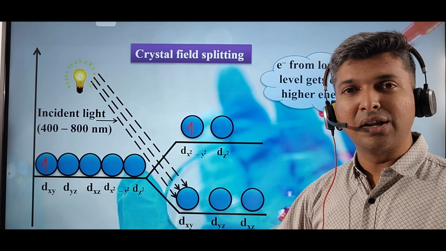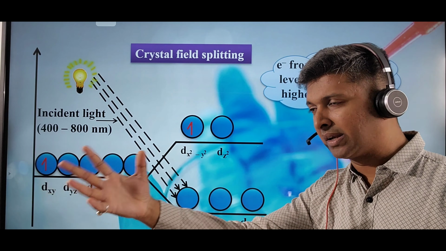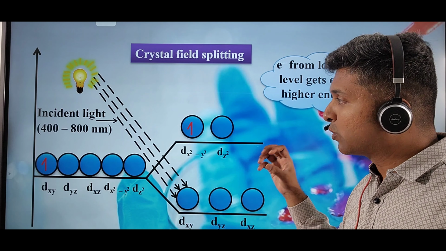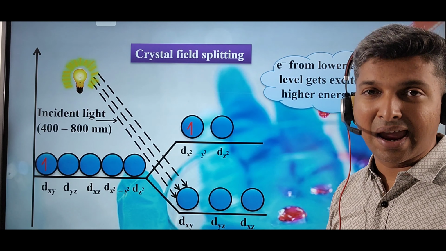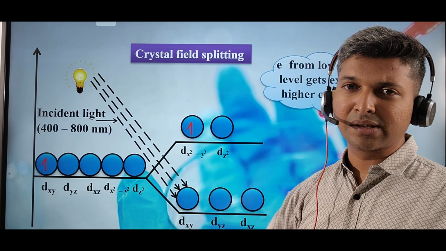It will lose energy. The amount of energy which it had absorbed, that same amount of energy it will emit, and when it emits the same amount of energy, what is going to happen? It is going to emit energy in the form of light, and the color, the wavelength which it emits, that will be the color of this compound.